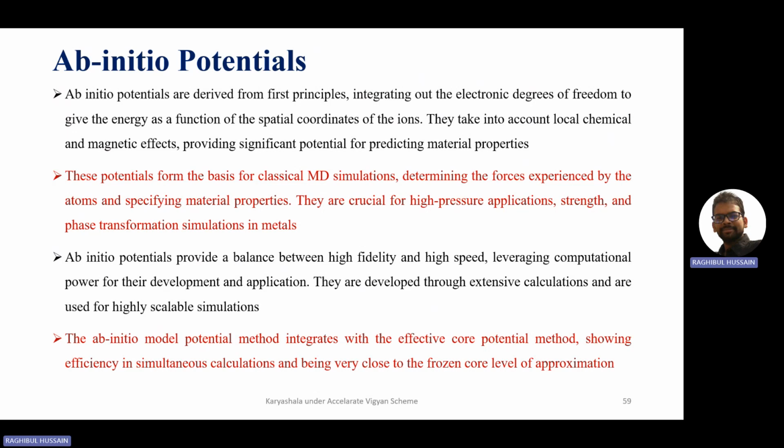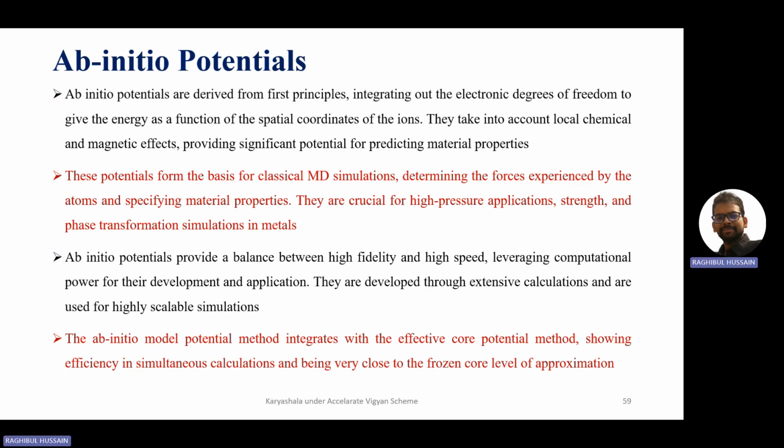These potentials form the basis of classical MD simulation, determining the forces experienced by the atoms and specifying the material properties. These are crucial for high pressure applications, strain, and phase transformation simulation in metals. These potentials provide a balance between high fidelity and high speed, leveraging the computational power for development and application. They are developed through extensive calculations, mainly DFT calculations, and are used for highly scalable simulations.